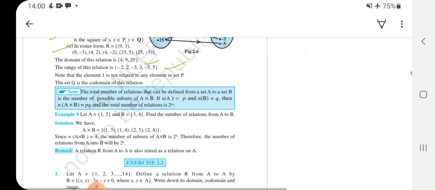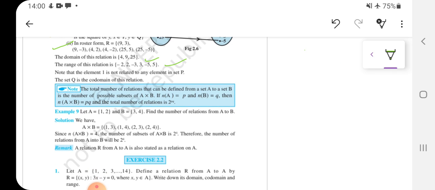Now they said an important note: the total number of relations that can be defined from a set A to B. This I explained to you in a previous video as well. Now I am explaining it to you again. You all know a relation from set A to B is what? It is actually a subset of A cross B, right? However many subsets A cross B will have, that is the number of relations we will have, right?